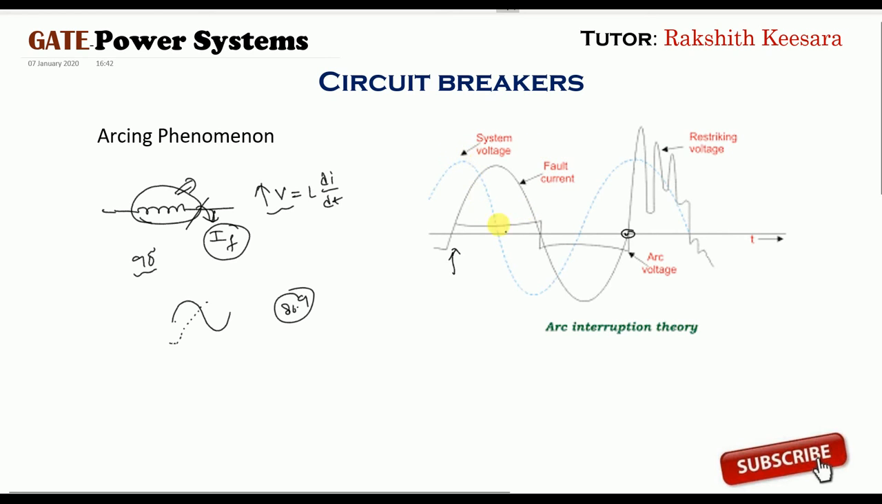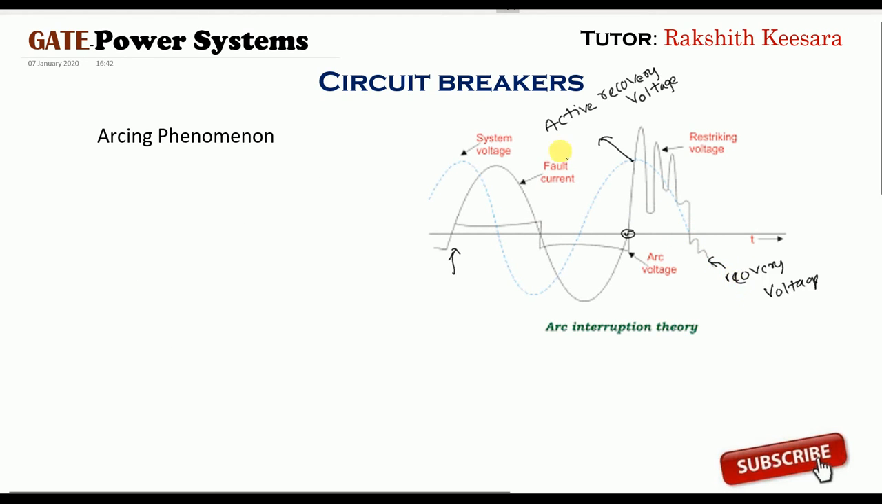Now, the system voltage at which the arc is extinguished is called the active recovery voltage. And with this, at the instant of arc extinguishing, there will be transient overvoltages. That is called the restriking voltage. After a certain amount of time, this restriking voltage will die. These transient oscillations will die and they will be equal to the system voltage. This is called the recovery voltage. The blue color line which is appearing is called the active recovery voltage at the instant of arc extinguishing.